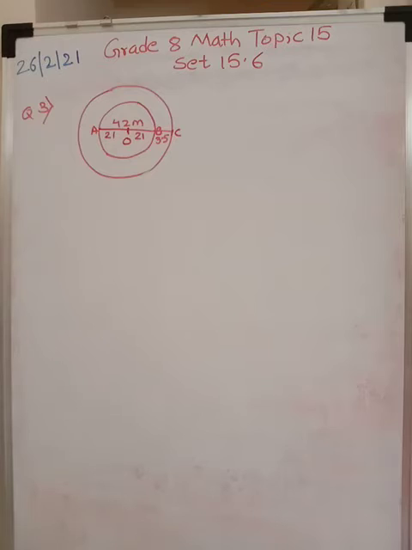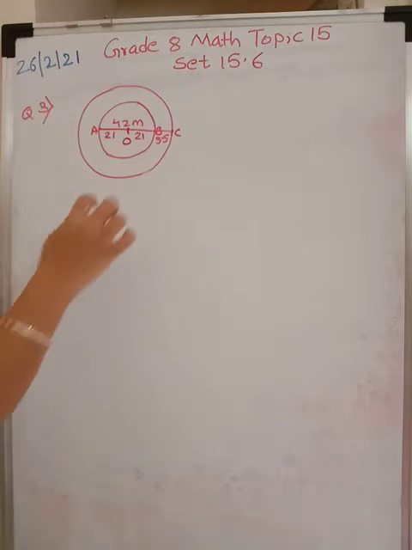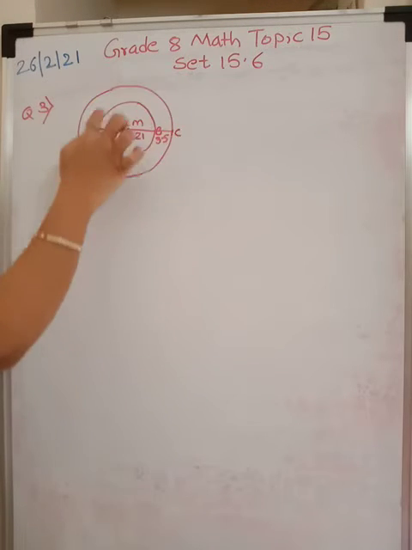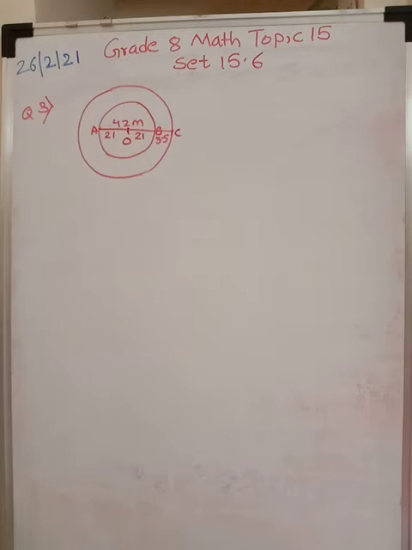Morning grade 8. Let's go to the third question from set 15.6. The diagram is as shown. This is a road. This is a road which is around this garden. This is the garden. So see the question: the diameter of a circular garden is 42 meters.